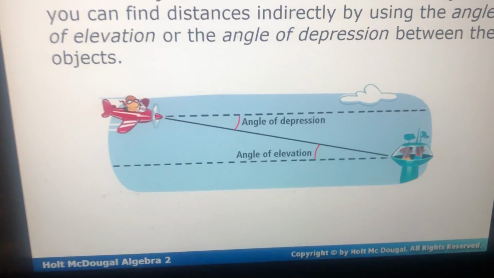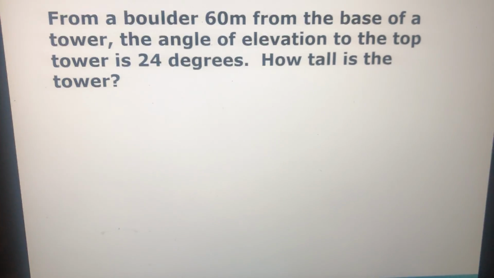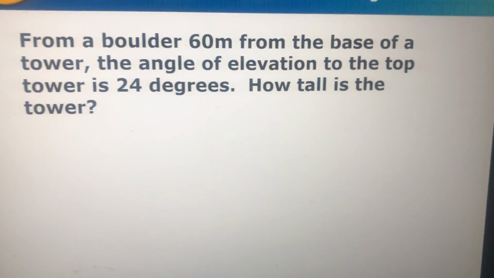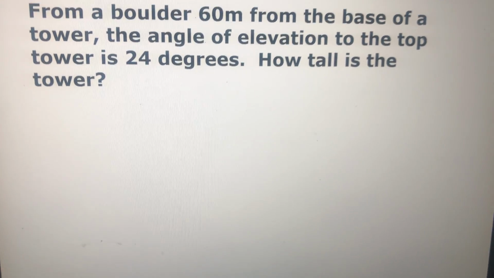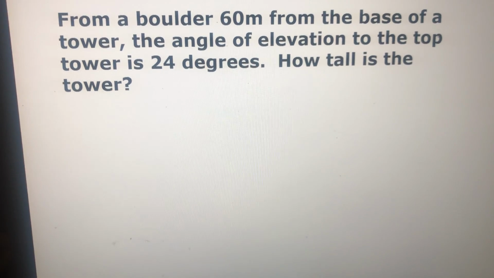So let me show you some examples. Sometimes they're going to be nice and give you a picture. Sometimes it's not going to be nice and you're going to have to figure out your own picture. So I'm going to show you an example of each.